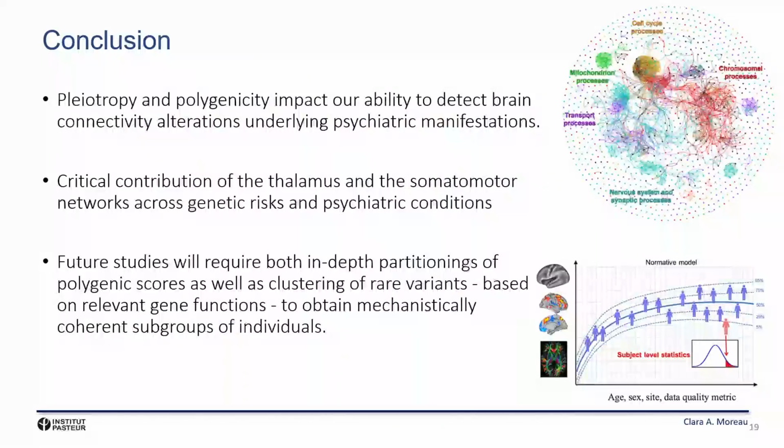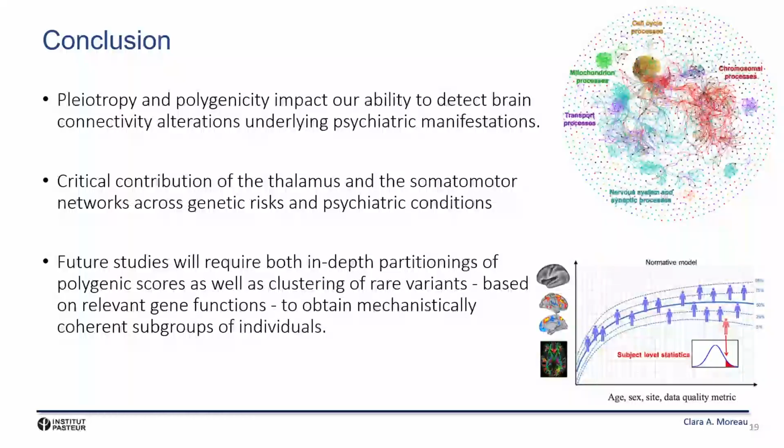So to conclude, we saw that pleiotropy and polygenicity do impact our ability to detect brain connectivity alteration underlying our psychiatric manifestation. We still find, despite this heterogeneity, a critical contribution of the thalamus and the somatomotor networks across our genetic risk and psychiatric condition.